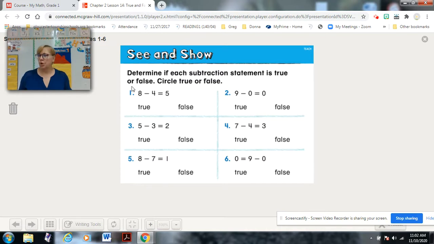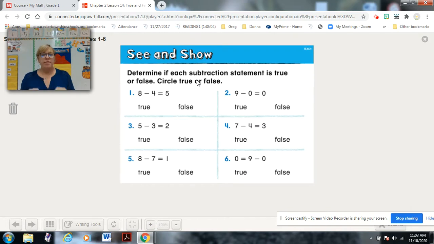You are going to determine, that means figure it out, if each subtraction statement is true or false. And then you're going to circle true or false. So that means if it's correct, if they put the right answer, then you're going to circle true. If the math statement is wrong, you're going to circle false. Okay? So for this is where your connecting cubes could come in handy. So for this one, I'm going to do the first one with you.